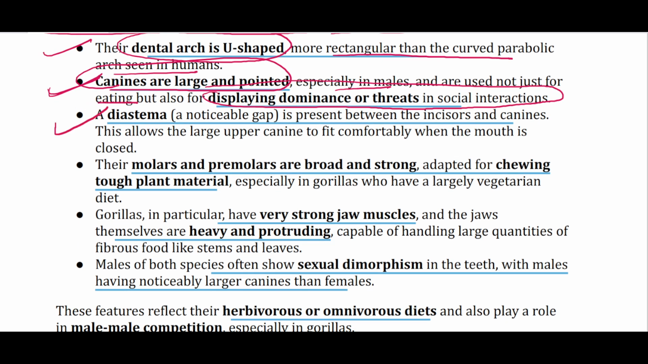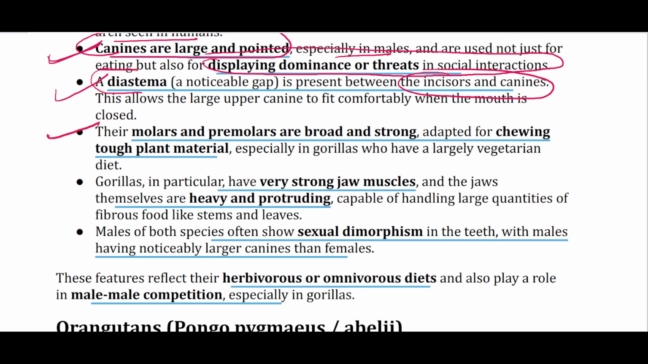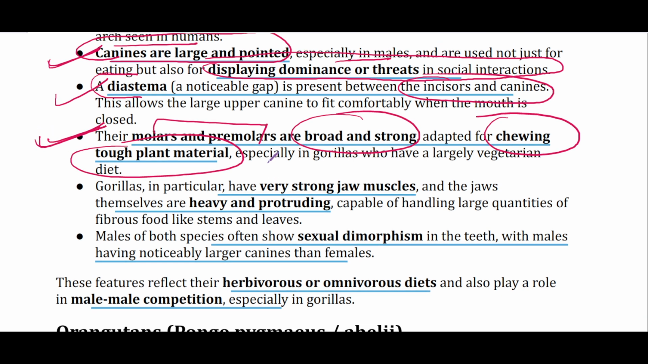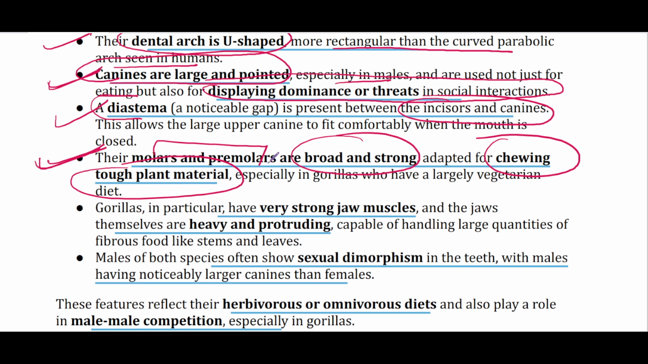So if canines are large, then a diastema, a gap, is present between incisors and canines. Then the molars and premolars are broad and strong. Molars and premolars are used for chewing tough food, or in the case of chimpanzees and gorillas, for chewing tough plant material. And again here, their strong jaw, strong molars and premolars, and a sagittal crest.